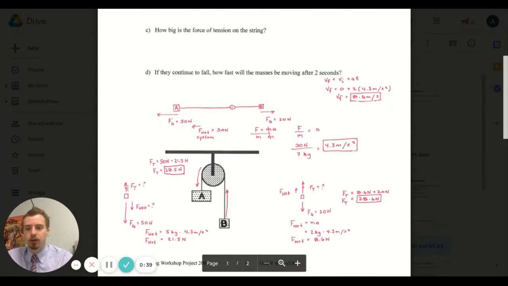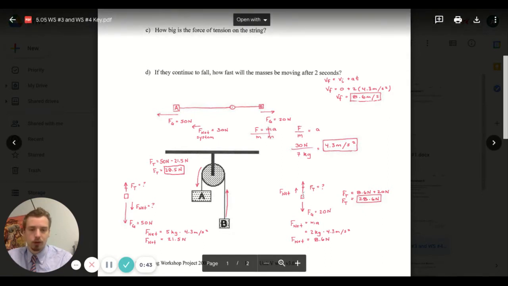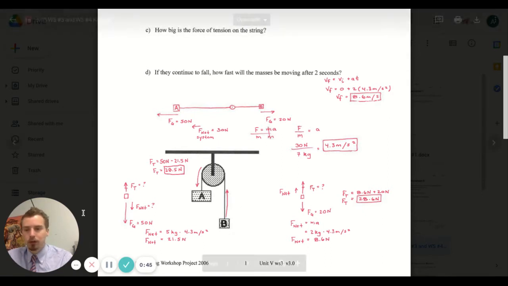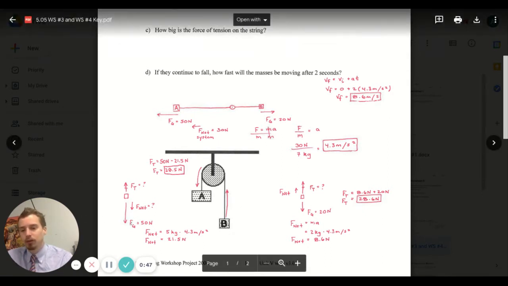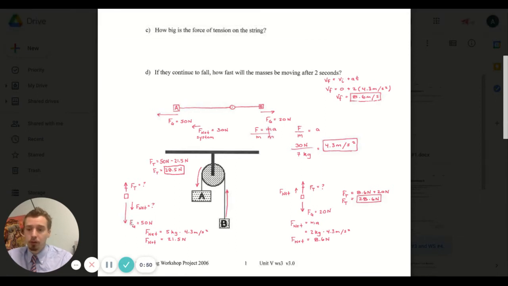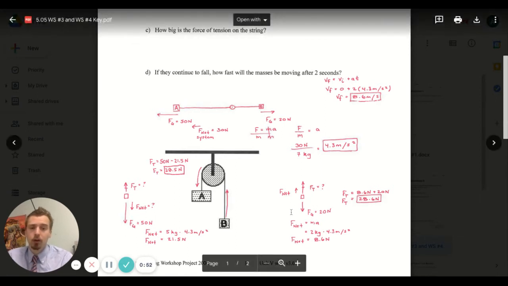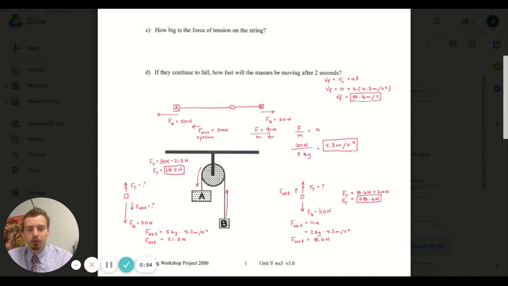So I have my force diagram for block A on the left here and a force diagram for block B on the right. I was able to easily figure out the force of gravity. It's a 5 kilogram block, so it's 50 newtons down. And on block B, the force of gravity is 20 because it's a 2 kilogram block, so 2 times 10 is your 20 newtons of force of gravity down.